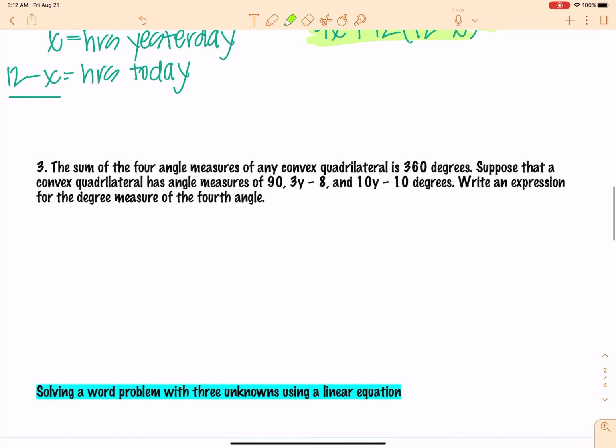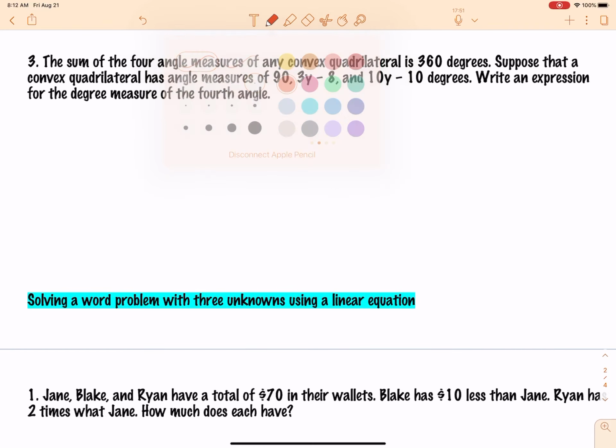Okay, last one, number 3, kind of reviews geometry, which you guys just came from. So this should be a little bit of a fun review. It says the sum of the 4 angle measures of any convex quadrilateral is 360 degrees. Suppose that a convex quadrilateral has angle measures of 90, 3y minus 8, and 10y minus 10. So these are 3 of the 4 angles in a quadrilateral. It says write an expression for the degree measure of the 4th angle. It didn't say find the 4th angle, it says write an expression. So again, no equal signs. I can't reiterate that enough.